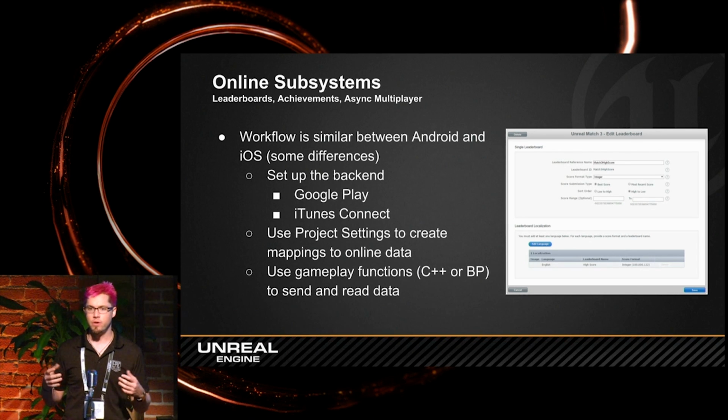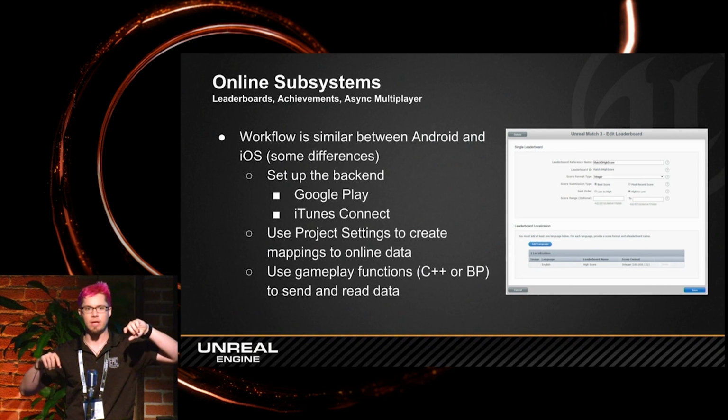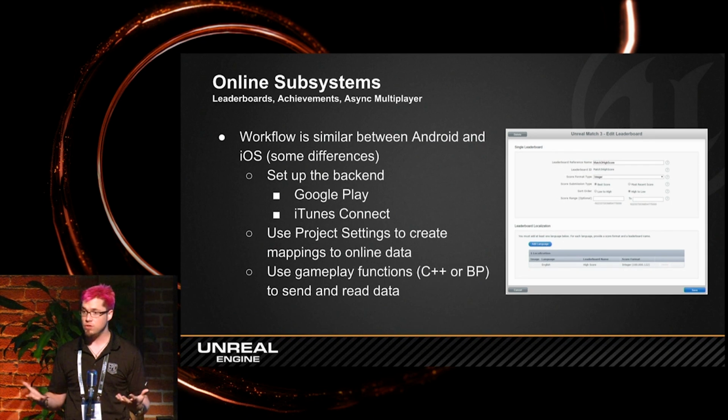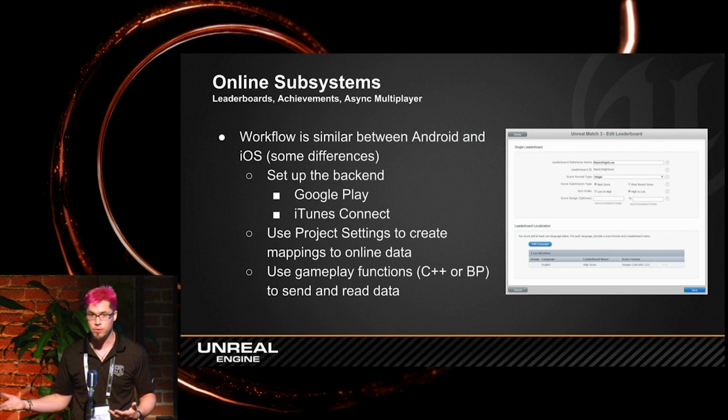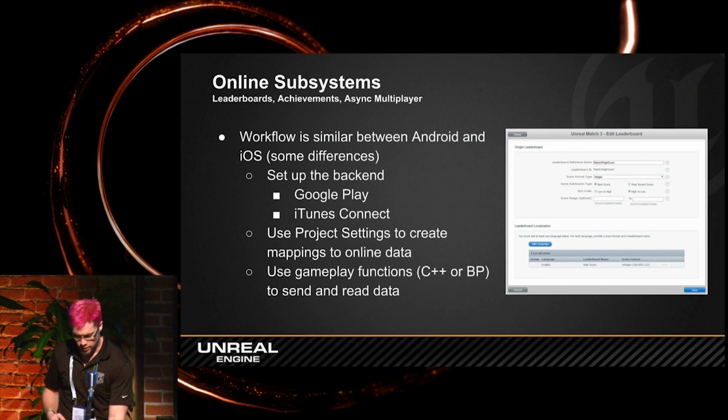Once you get all of those set up on the far side in Google or Apple's site, then you're going to use your project settings, which we looked at earlier. It's under platforms, to make the associations, right? So that's where you're going to set up your leaderboard IDs and so forth. And once you've done that, all of the functionality is just going to be there live for you to use. So you'll be able to use things like Blueprint nodes to send up achievements, get achievement lists, see how far along you are along the achievement path.